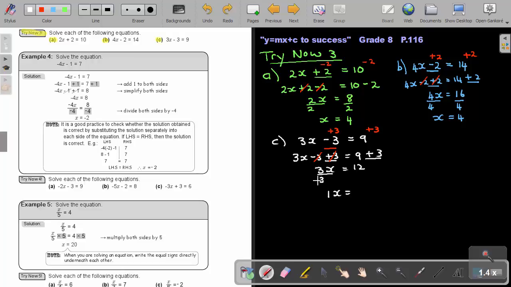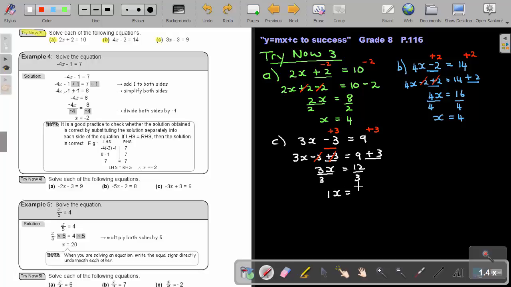If there stands a 4, you divide by 4. If there stands a 2, you divide by 2. If there stands a negative, you divide by a negative in order to get it positive. But we'll come to that. So if I divide by 3 on the left-hand side, I also divide by 3 on the right-hand side.